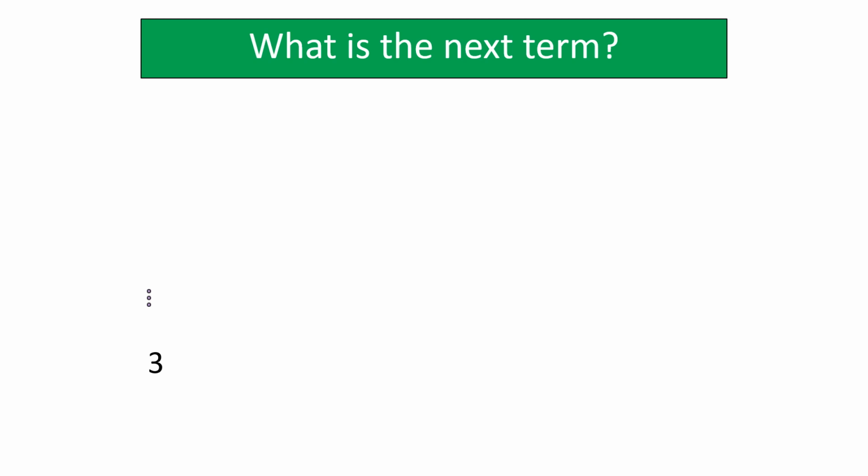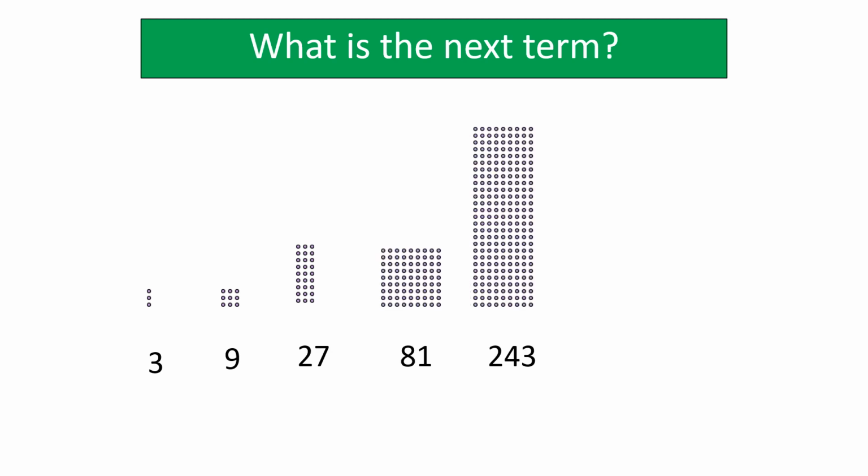Okay, so we start with 3 dots. Next one, we have 9 dots. Next one, we have 27 dots. Next one, we have 81. And the next one, we got 243. Pause the video and see if you can find a relationship between the numbers. Okay, pause your video now.